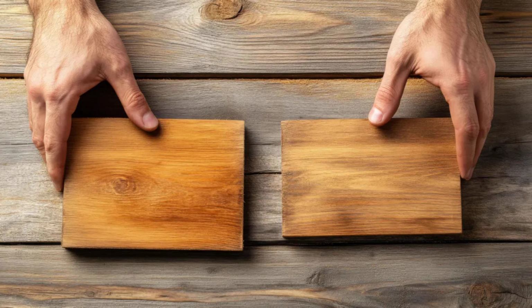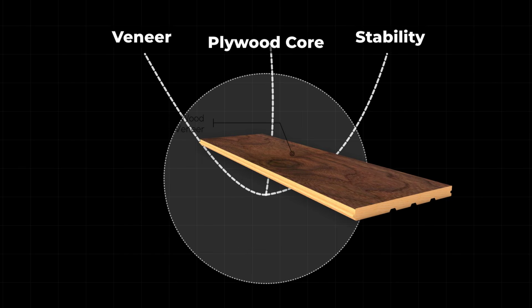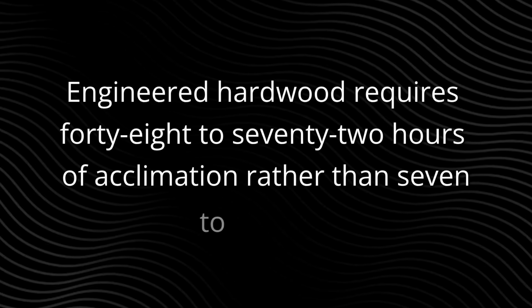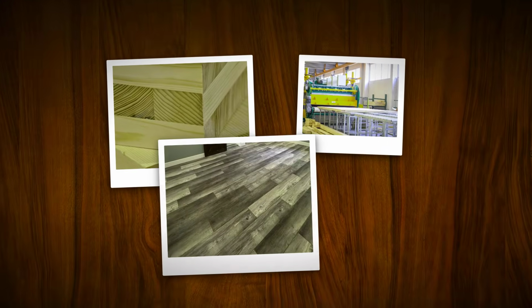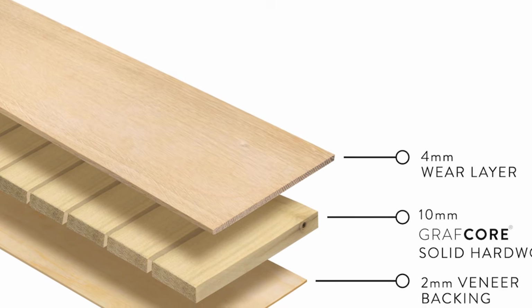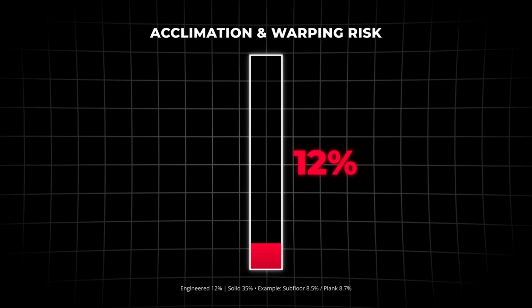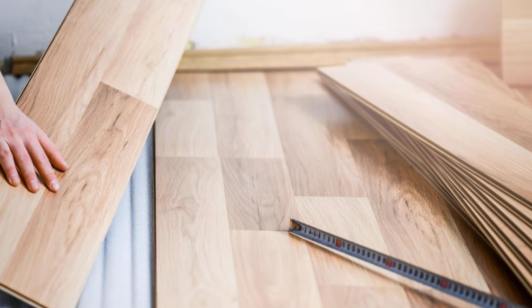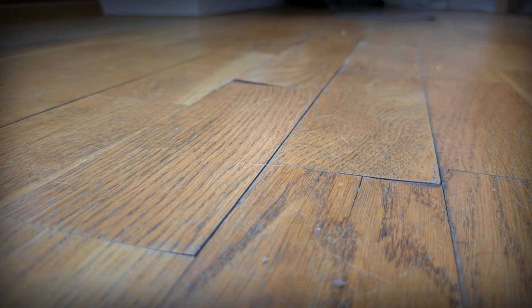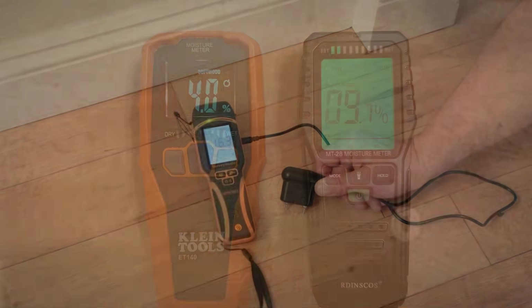The third is the product distinction. Engineered hardwood, a real wood veneer over a plywood or HDF core, requires 48 to 72 hours of acclimation rather than 7 to 10 days, because the cross-laminated core resists the dimensional movement that makes solid hardwood sensitive to moisture differential. If your contractor recommends engineered rather than solid, the acclimation window is shorter and the risk is lower. If they recommend solid and then skip the acclimation window, they have combined the highest risk product with the highest risk installation practice.